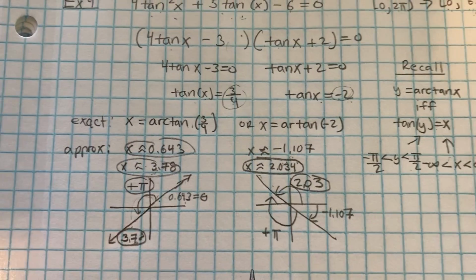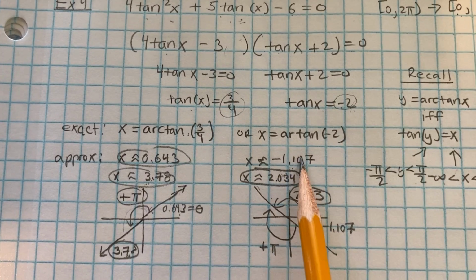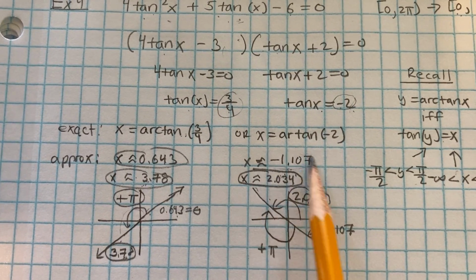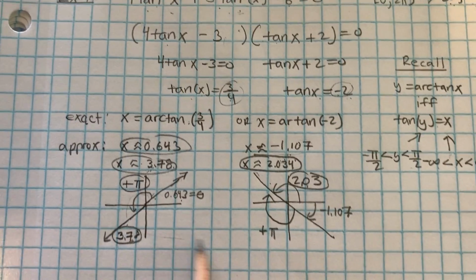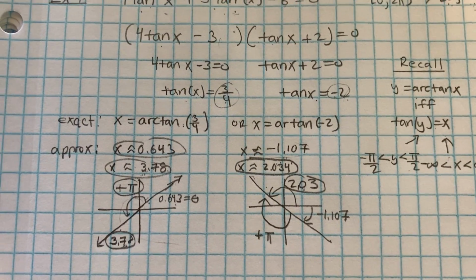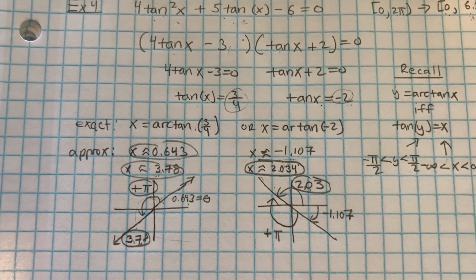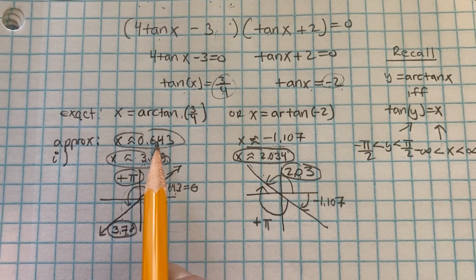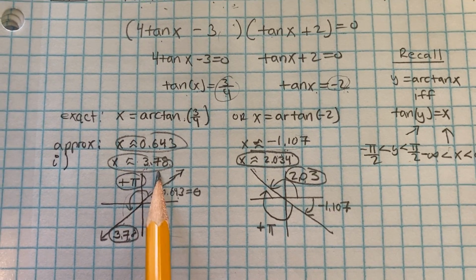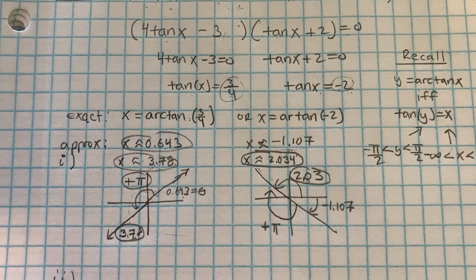Okay, so just like the last example, your calculator will give you this answer and this answer. Of course, this doesn't fall in the range from 0 to 2 pi, but you have to figure out this and this using your knowledge of quadrants in the unit circle. Okay, so that's really the trick to it. So the answer to part 1: 0.643, 3.78, 2.034.